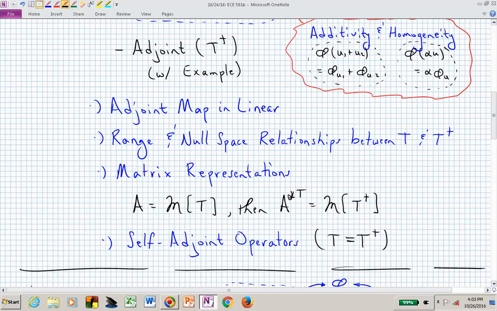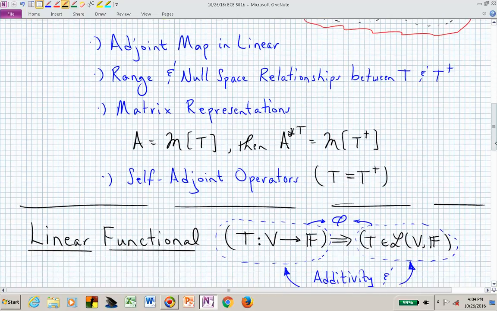And the matrix representation, one way that you can think about this is if you have a linear map and its matrix representation A, then the adjoint can be shown to be the complex conjugate transpose of the original matrix representation of the linear map T, which is the matrix representation of the adjoint. And then we will talk about what we have when we have a self-adjoint operator, or when the map is equal to its adjoint, and what does that imply in terms of relationships.